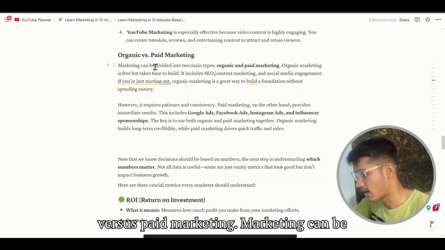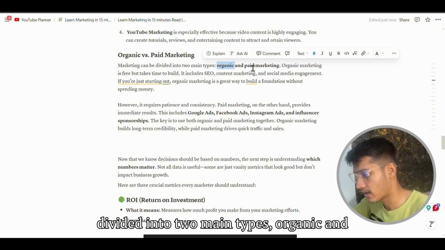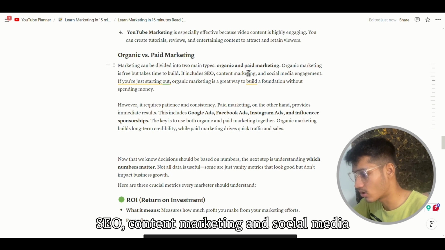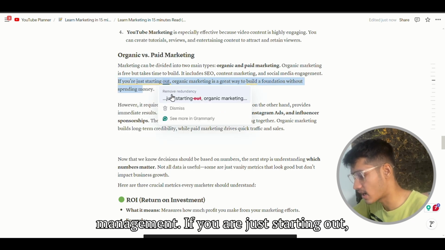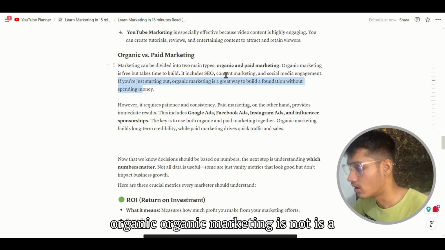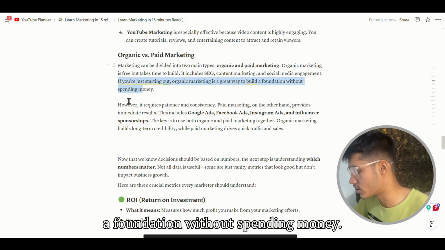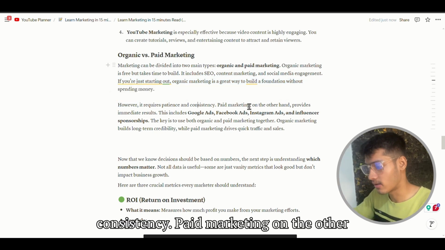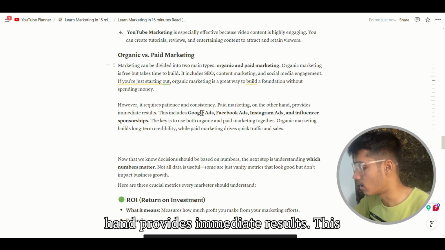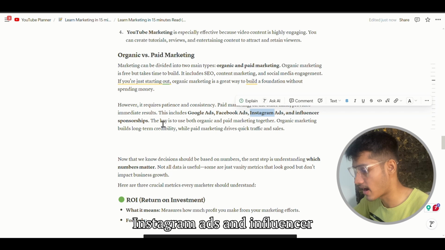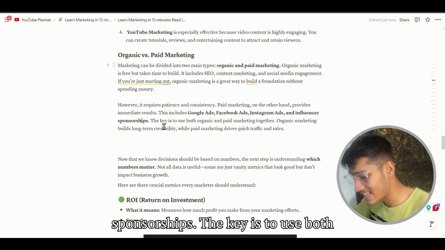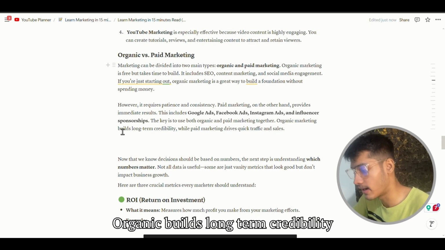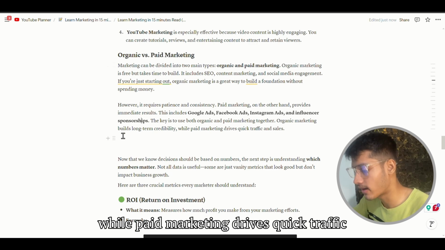Organic versus paid marketing. Marketing can be divided into two main types, organic and paid marketing. Organic marketing is free but takes time to build. It includes SEO, content marketing, and social media management. If you're just starting out, organic marketing is a great way to build a foundation without spending money. However, it requires patience and consistency. Paid marketing, on the other hand, provides immediate results. This includes Google ads, Facebook ads, Instagram ads, and influencer sponsorships. The key is to use both organic and paid marketing together. Organic builds long-term credibility, while paid marketing drives quick traffic and sales.